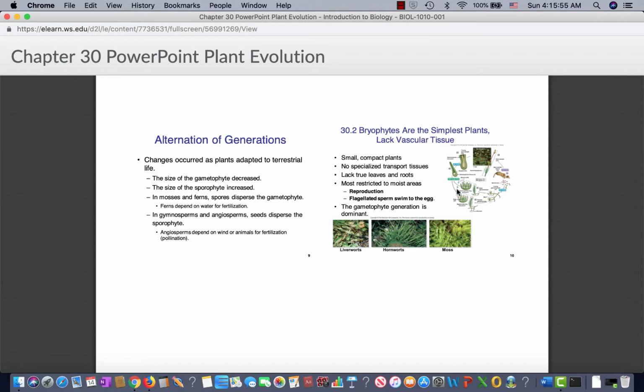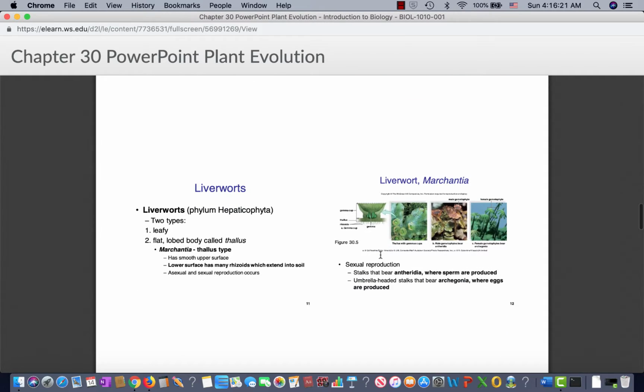Bryophytes are the simplest plants, and they lack vascular tissue. They are small, compact, with no specialized transport tissue. They lack true leaves and roots. Most are restricted to moist areas, and they have flagellated sperm that swim to the egg, and the gametophyte is the dominant generation. The groups are liverworts, hornworts, and mosses.